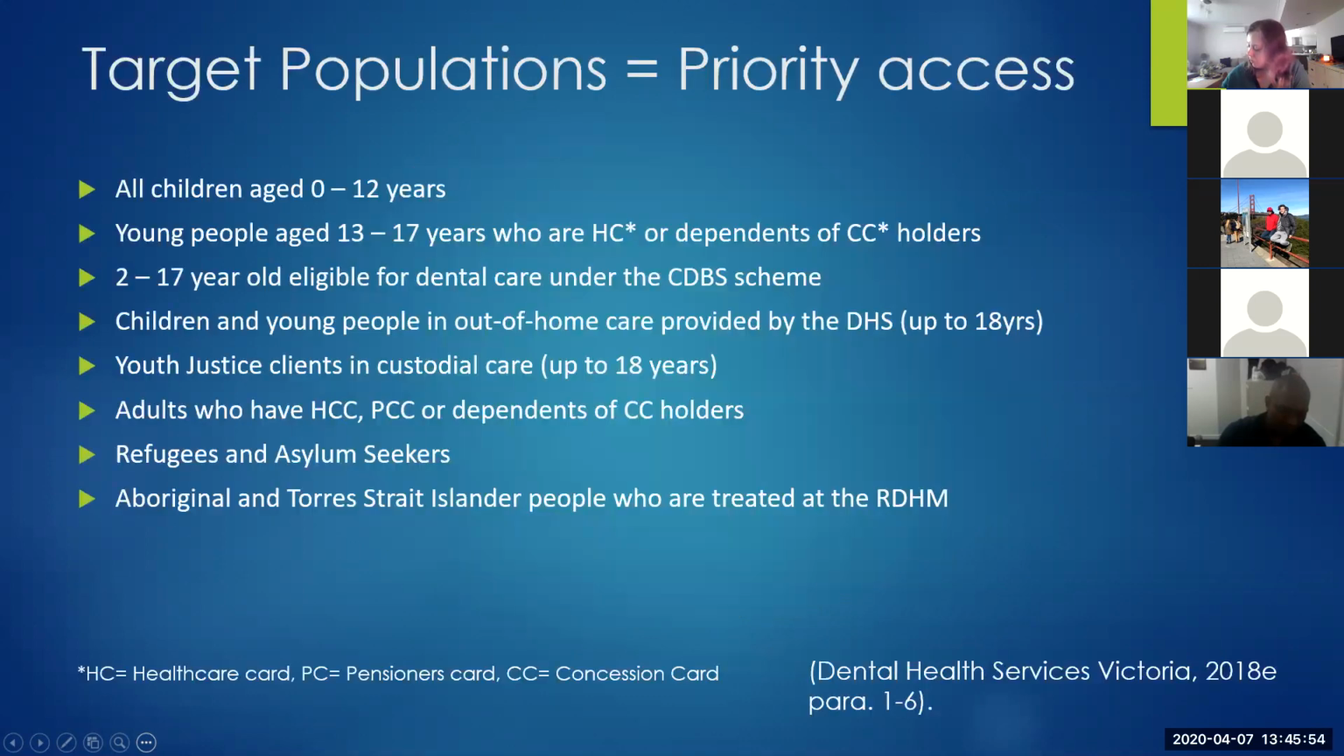So what the DHSV does is that it aims its service at particular target groups who are among the most vulnerable in our society. And these target groups have priority access to their dental care services. These include children between 0 to 12 years of age, young people who are on healthcare cards or dependents of concession card holders, 2 to 17-year-olds.